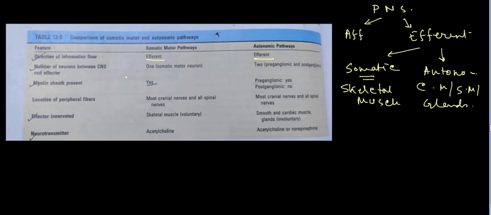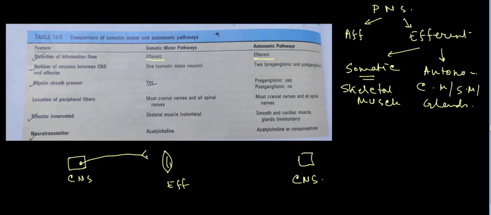Next, the number of neurons between the central nervous system and the effector, this is an important point. In the somatic nervous system, between the central nervous system and the effector there is a single neuron. But in the case of the autonomic nervous system, between the central nervous system and the effector there are two neurons. So this is one of the most important differences between the somatic and the autonomic nervous system. In the somatic nervous system there is a single neuron between the central nervous system and the effector, but in the autonomic nervous system there are two neurons between the central nervous system and the effector.